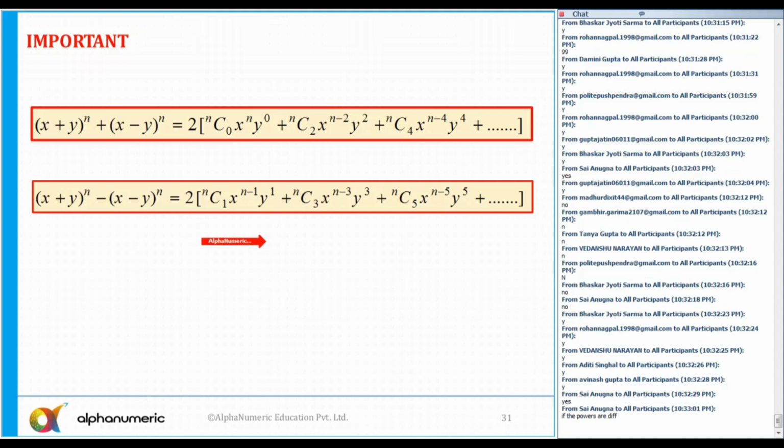If the powers are different, of course that can happen, then solve it individually: find out (x plus y) raised to power something and (x minus y) raised to power something, and then add all of them in that case. Okay. So can I move to the next slide, guys? Please respond now.